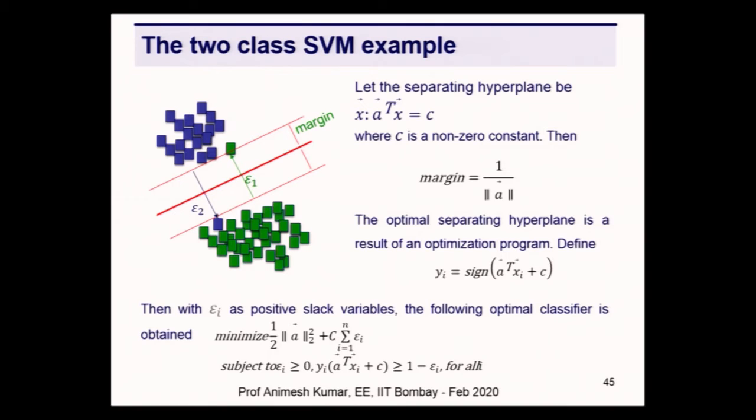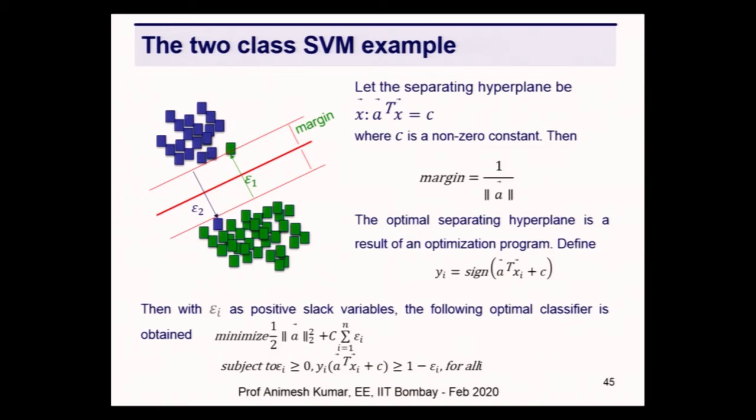And then you obtain an optimal classifier by minimizing this, subject to your decisions agreeing with whatever the hyperplane values were, with this kind of error, 1 minus epsilon i. And this you want to insist for every sample point.